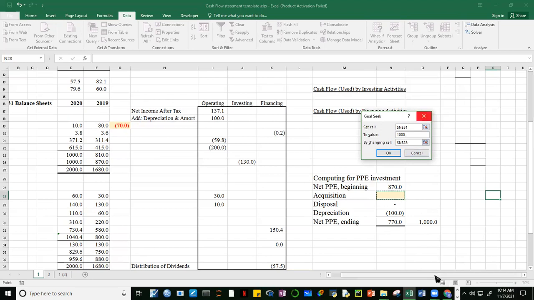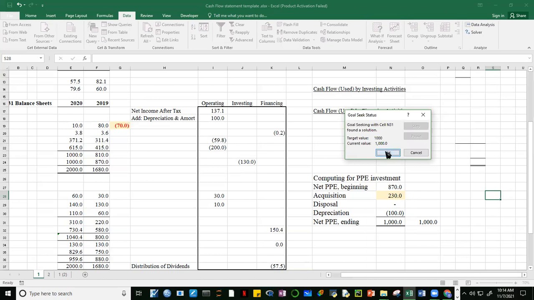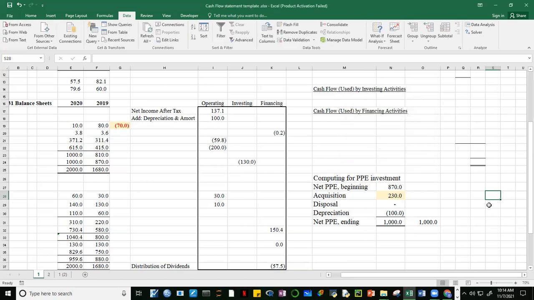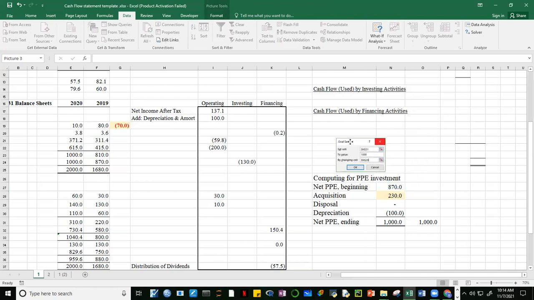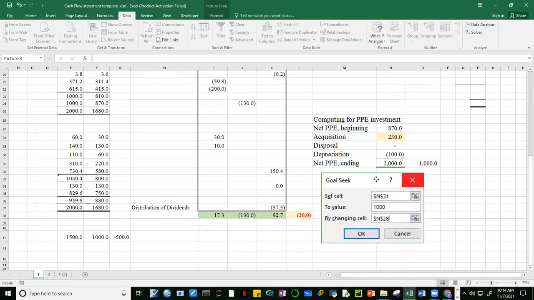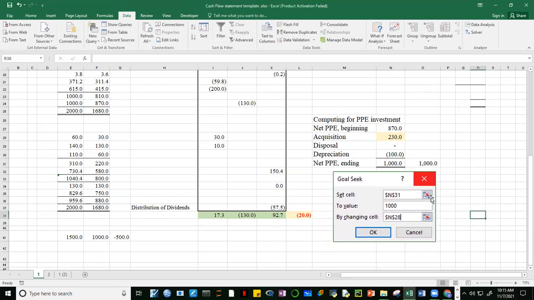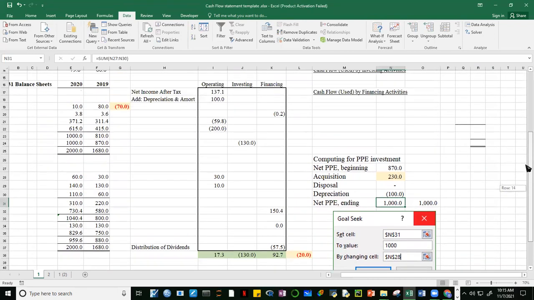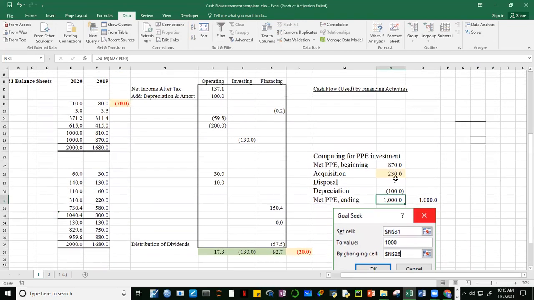Let me just take a screenshot. Then we can press OK. All right, so the actual investment was 230. Let me paste this so that you have a reference to your goal sheet. So that's how we were able to compute how much the acquisition really was. It was not 130, it was 230.